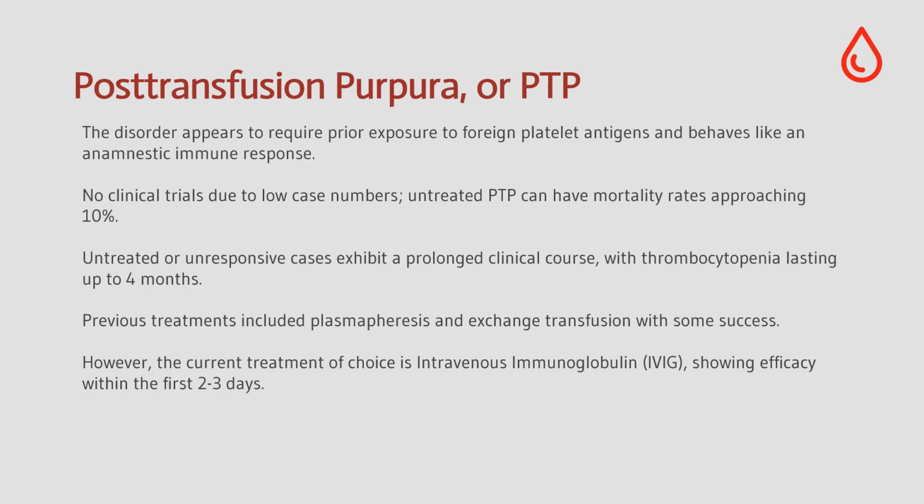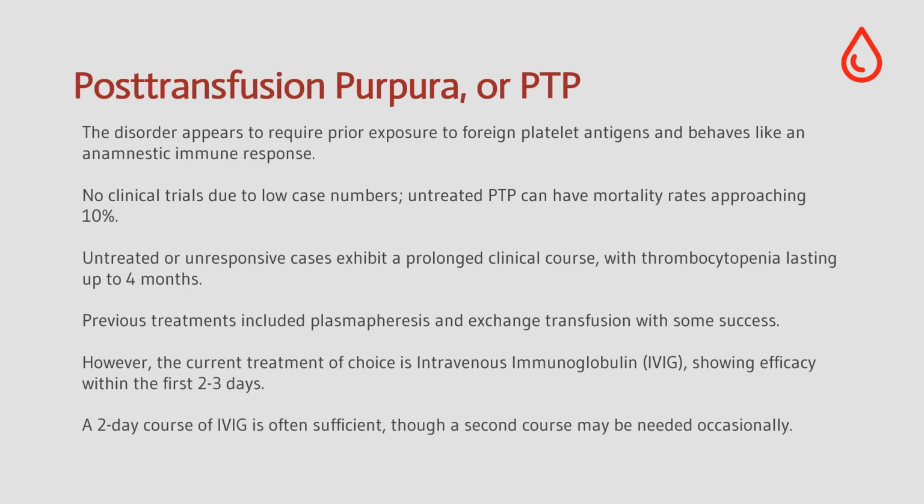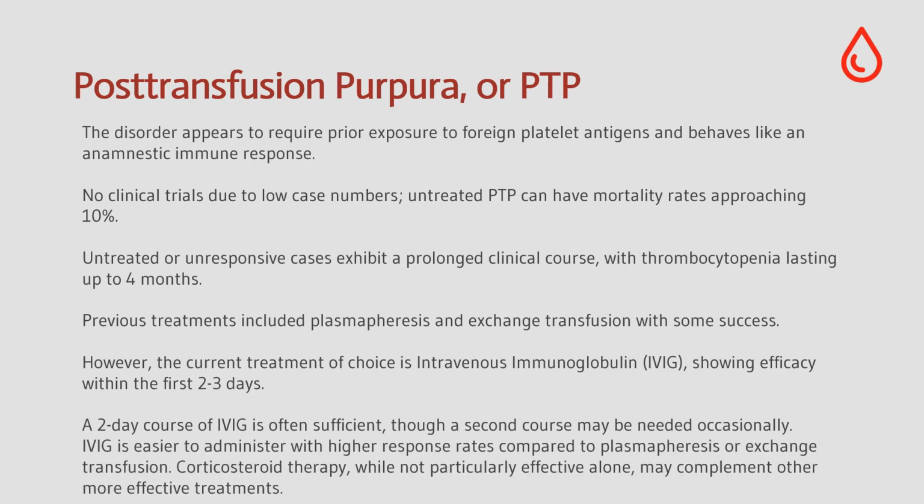However, the current treatment of choice is intravenous immunoglobulin, IVIG, showing efficacy within the first 2 to 3 days. A 2-day course of IVIG is often sufficient, though a second course may be needed occasionally. IVIG is easier to administer with higher response rates compared to plasmapheresis or exchange transfusion. Corticosteroid therapy, while not particularly effective alone, may complement other more effective treatments.